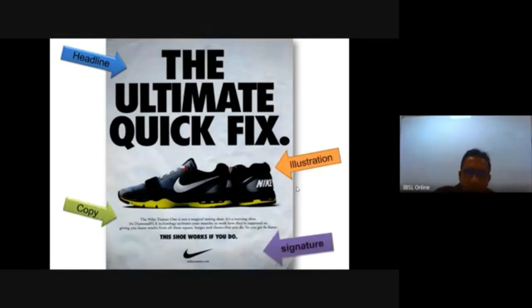Now see this one, the print ad. In a print ad, there's a thing called the headline, the upper message, the ultimate quick fix. The copy is the details that you give after the visuals. Illustration is the visual that you show, the picture of the shoe. And the signature is the details about the brand, about the company. So in a printed ad, remember there are 4 components: the headline, the illustration, the visuals, then the copy, the message in words, and finally the signature, which is the company brand and logo details.